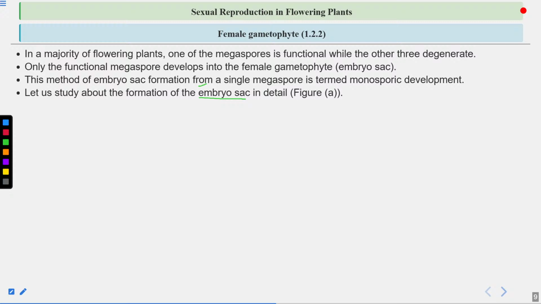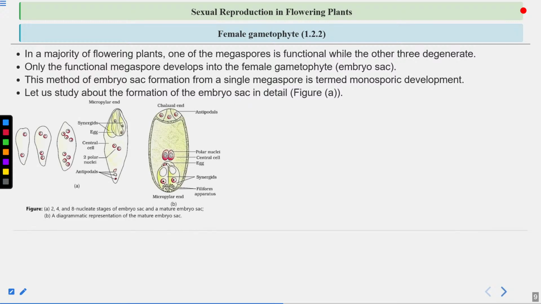This I was talking about, the embryo sac. So here you can see one of the megaspores, which I am drawing with just one nucleus. It divides by simple division. One nucleus is divided into 2 nuclei, and the 2 nuclei move toward opposite poles. 3 got degenerated and 1 is left, so we are talking about how the division occurs in the one megaspore.